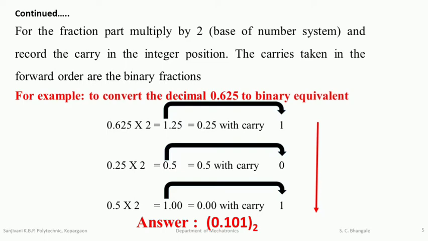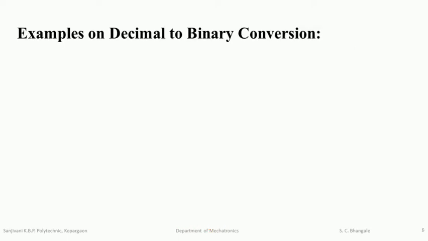Now we'll see how we can write the equivalent binary number for the given fractional decimal number. We have to write the carries in forward direction. So the equivalent binary number is 0.101 to the base 2. To understand this concept more clearly, we will solve some more examples of how we can convert a given decimal number into the binary number system.